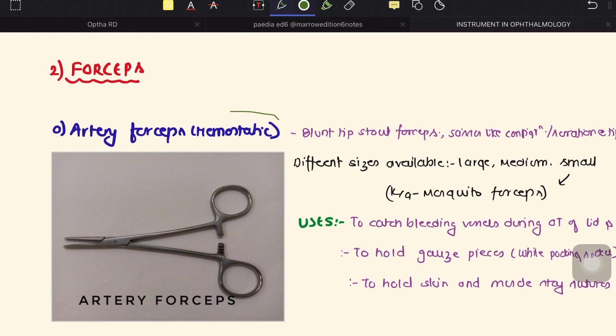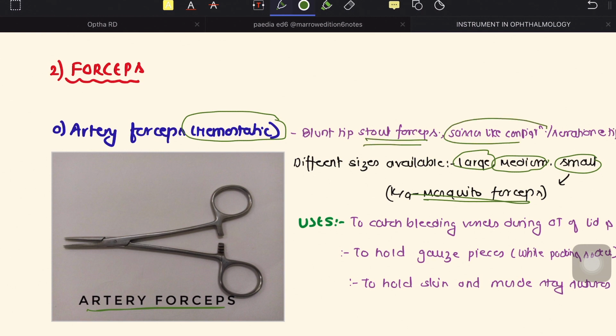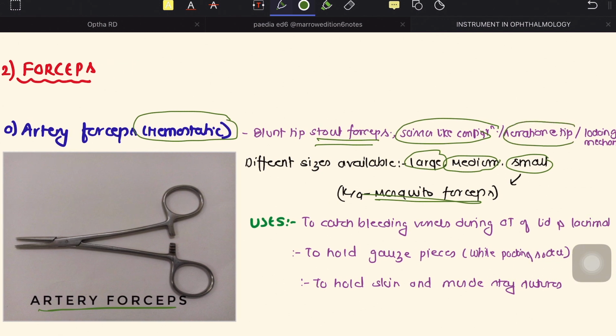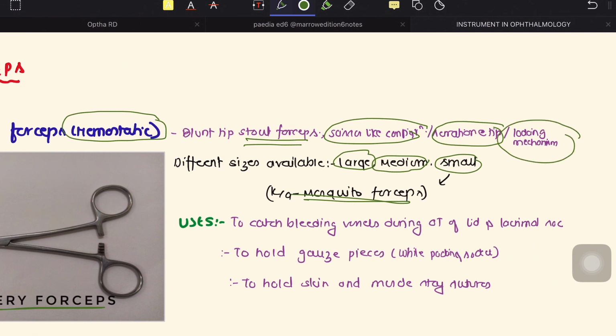It is also called hemostatic forceps because it is used to obtain hemostasis during surgeries. There are different sizes of this artery forceps available. The sizes are large, medium, as well as small. The small size artery forceps are also called mosquito forceps. It is a blunt tip stout forceps which has a scissor-like configuration, and it has a serration present at the tip and has a locking mechanism.